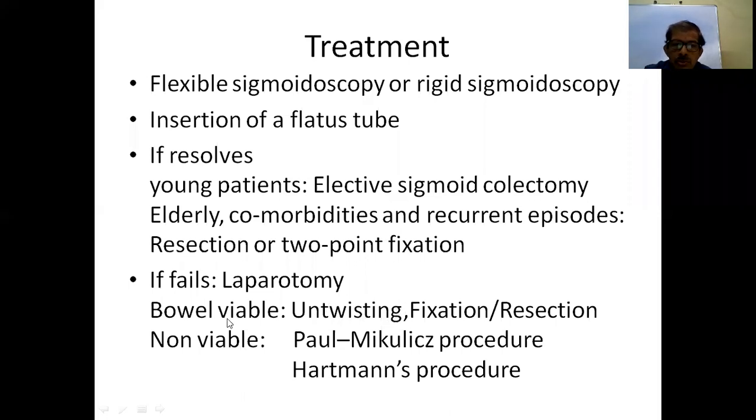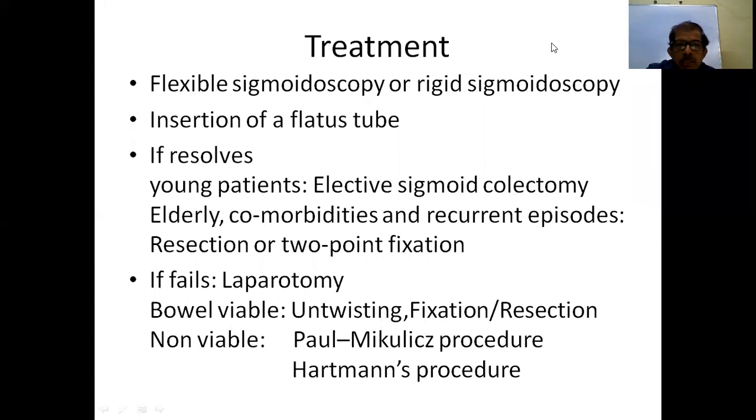Can you tell me why you should not untwist a non-viable bowel? Anybody? It's a difficult question, of course, but you can answer. I just want to test whether you are hearing me intently or not. That's why I ask these questions. Why should we not untwist an ischemic or non-viable gut? It's a difficult question, I do agree.